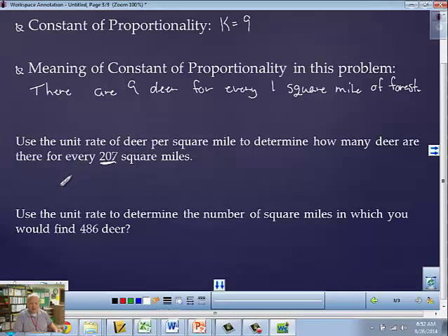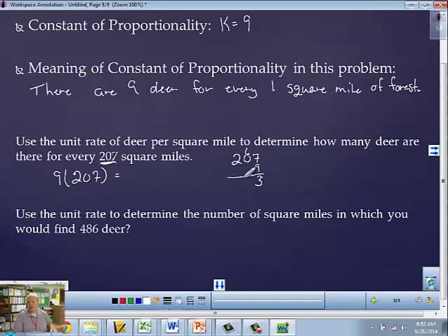Now, I have 9 deer for every 1 square mile. Remember, that's my K. And I'm going to multiply that by 207 square miles. Because this was 9 per 1, now I want to know how many I have in 207 square miles. Let's multiply that out. So I have 207 times 9. This is going to be 63, and my 3 down here.